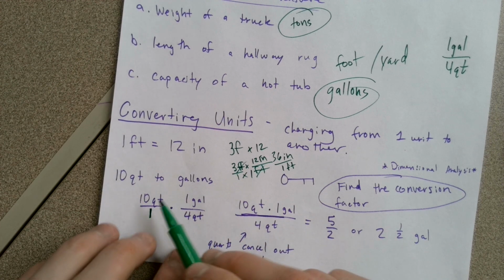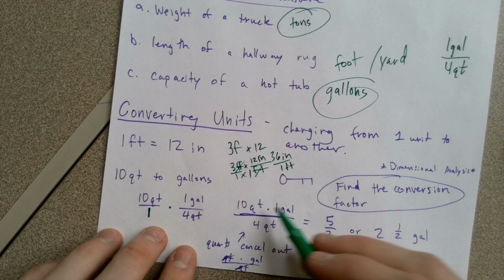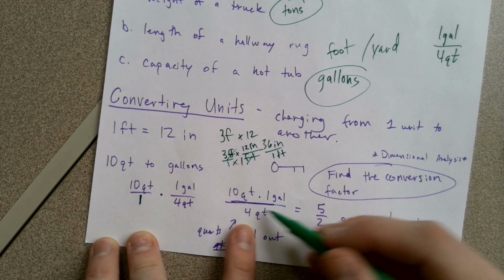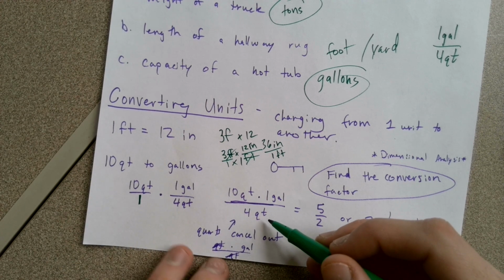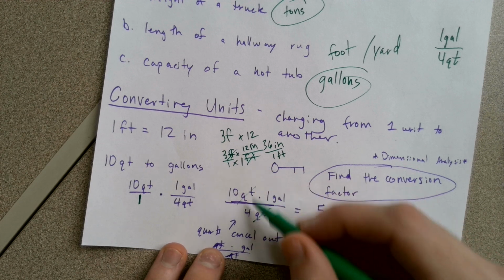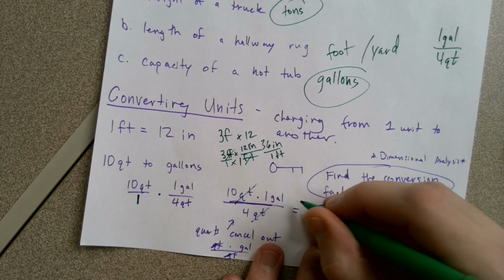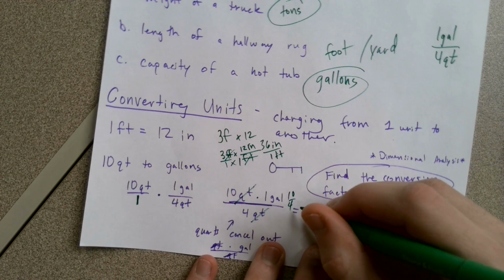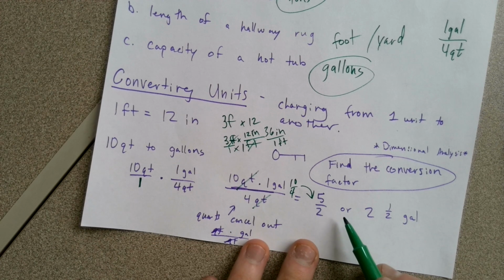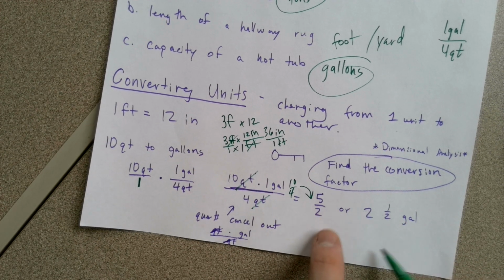From here, it's just a fraction. We're multiplying 10 times 1. You know you multiply your fraction straight across. 4 times 1, and we get 10 quarts times 1 gallon divided by 4 quarts. These, as I said, we can cancel these out. We have a quart on top, quart on bottom. They'll cancel each other out. And we are left with 10 over 4, which we can simplify to 5 over 2. We figured out the answer for gallons. So we got to 2.5 gallons if I make that a mixed number.